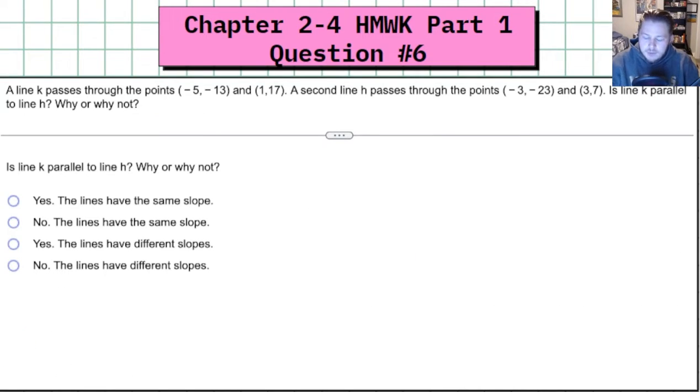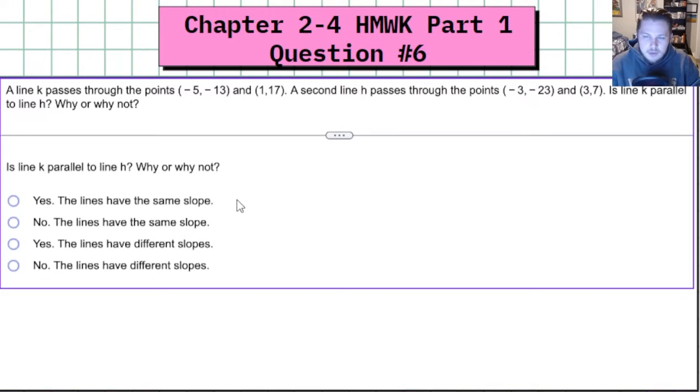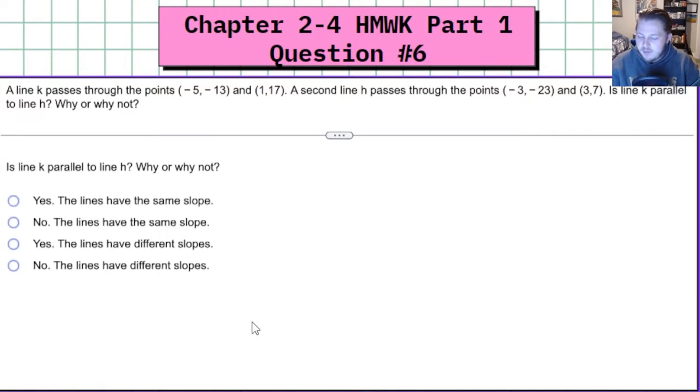All right, so now, staying in homework part 1, we're going to go to question 6. This is very familiar to what you've been doing on your warm-ups, but we're going to go through it now. So we have a line K that passes through points (-5, -13) and (1, 17). Then we have a second line, line H, that passes through (-3, -23) and (3, 7). We want to know if these lines are parallel to each other.